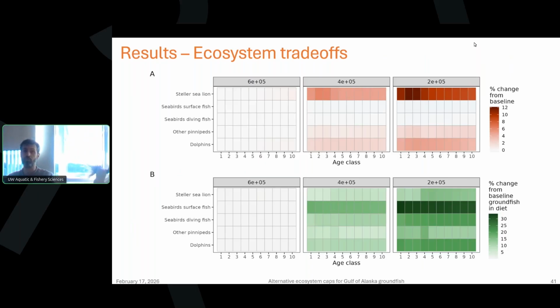And in the real world, it would be a smoother transition, but in the model, it's not. In part because it's just juvenile versus adult diets. There's no transition in between, and in part just because they're multi-year age classes.